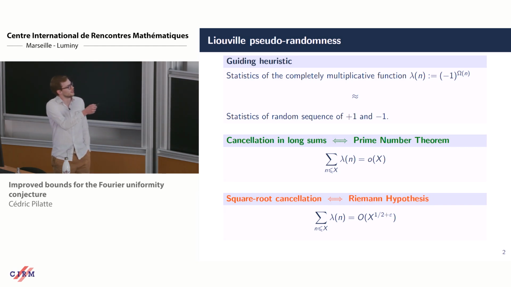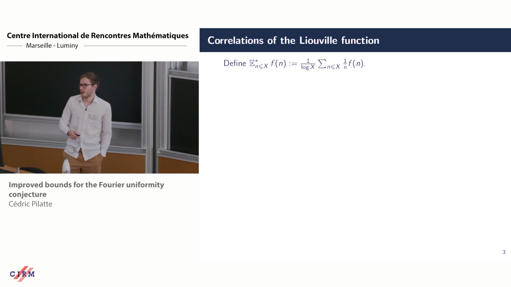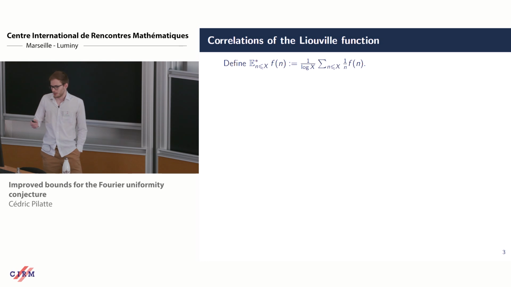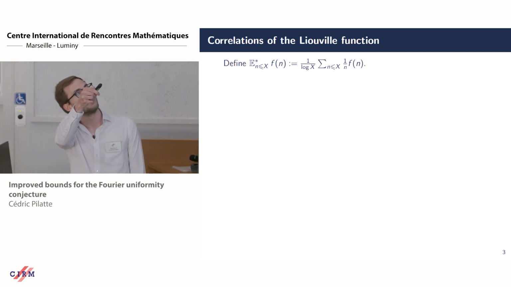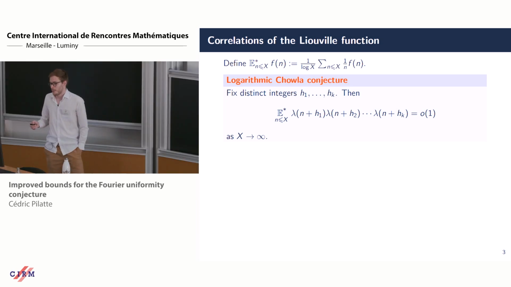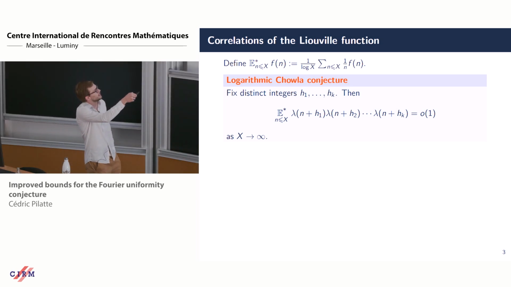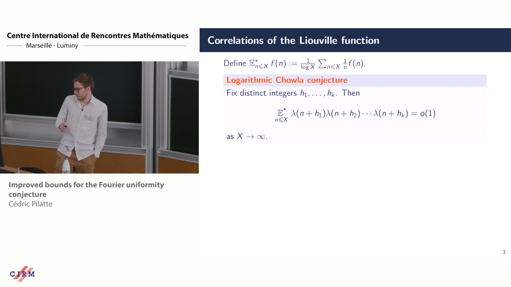So this is for long sums with one Liouville function, but you could look at correlations of the Liouville function with itself. And this is what Yoni already talked about this morning. It's the Chowla conjecture, but now we're going to look at the logarithmic Chowla conjecture. So my averages in this slide are going to be weighted with this 1 over n factor. And the logarithmic Chowla conjecture predicts that if I have any k distinct shifts, h1 up to hk, then this logarithmic average of the Liouville function should be little o of 1 as x goes to infinity.